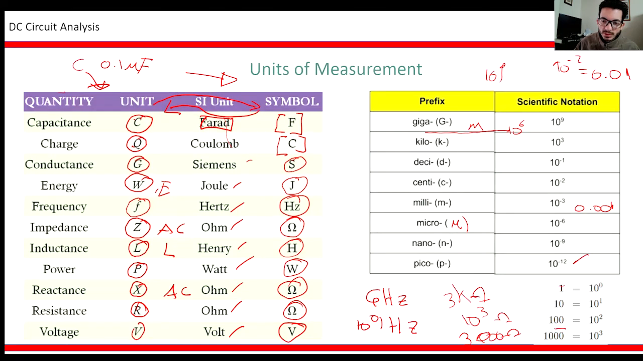So, for instance, 1,000 is 10 to the 3, we said this, kilo. 100 is 10 to the 2. 10 is 10 to the 1. And 1 is 10 to the 0. This is important to remember. If you don't remember this, you can always use a calculator.